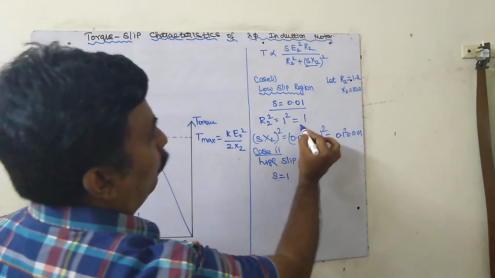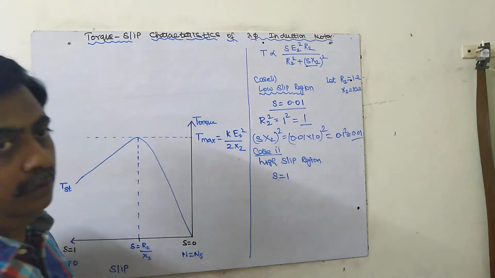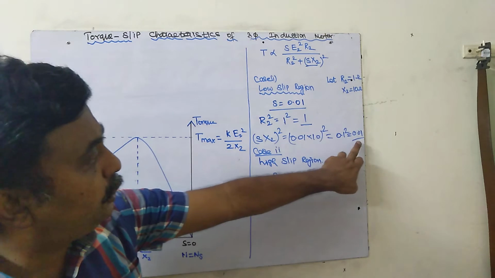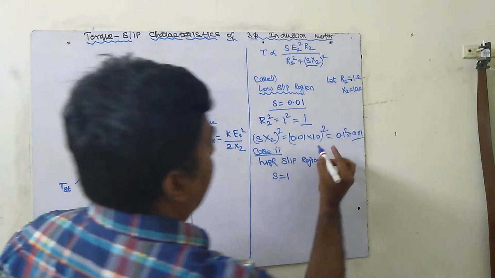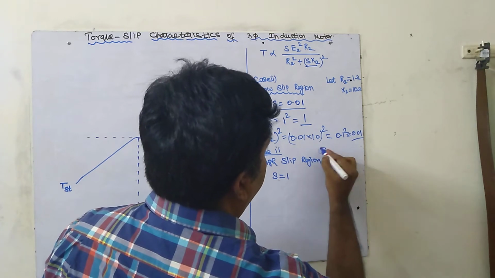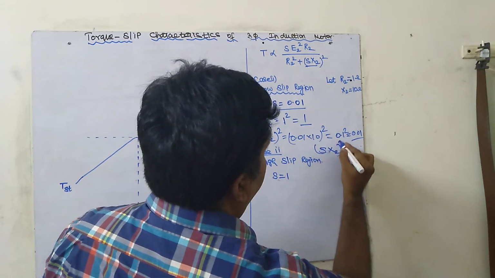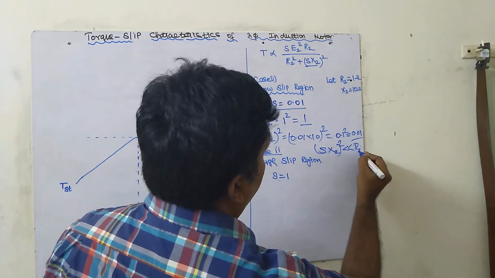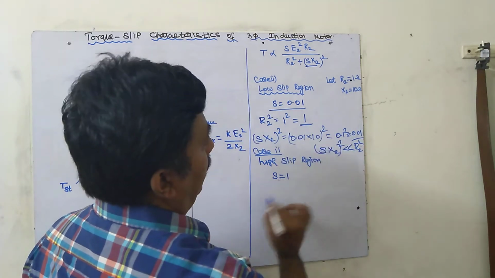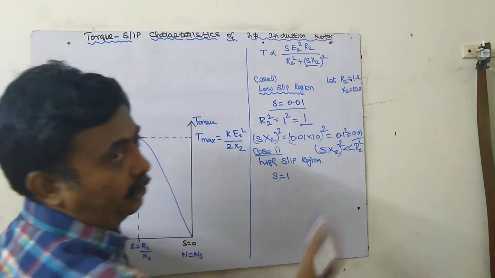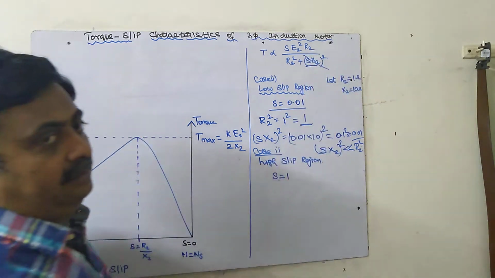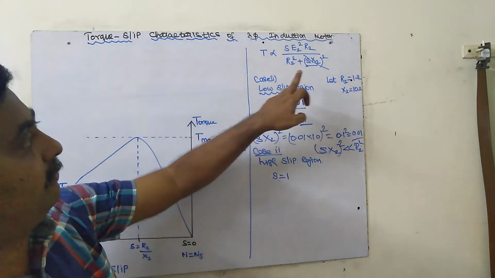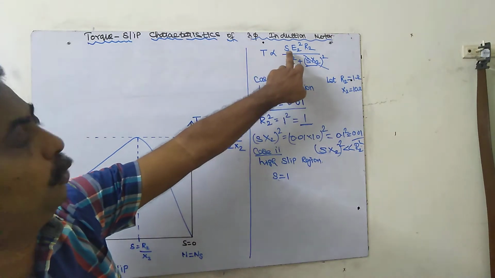Here I am getting 1, and here I am getting 0.01. So compared to 1, 0.01 is a very small value. So S into X2 square is very much less than R2 square, because R2 square is 1 but S into X2 is 0.01. So I can neglect this term. If I neglect it, what is happening? Torque is proportional to S.